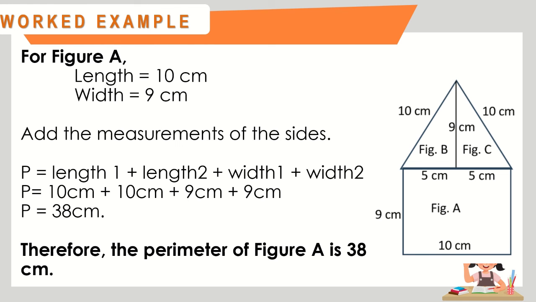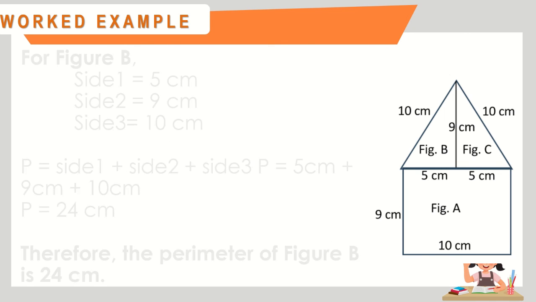For figure A, length is equal to 10 cm. Width is 9 cm. Add the measurements of the sides. P is equal to length 1 plus length 2 plus width 1 plus width 2. P is equal to 10 cm plus 10 cm plus 9 cm plus 9 cm. P is equal to 38 cm. Therefore, the perimeter of figure A is 38 cm.